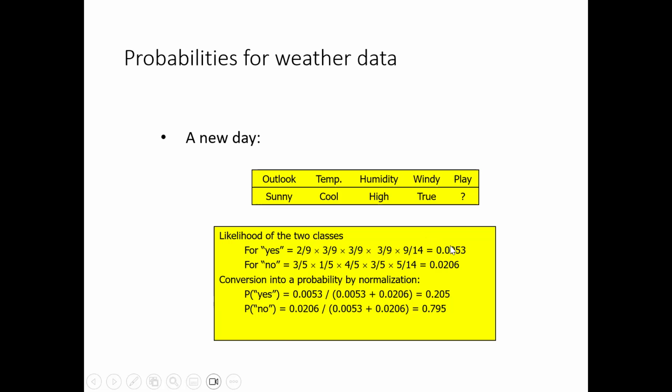Therefore, you divide the value by the addition of the 2, which will give you 0.205 for yes. For no, we get 0.795. So when you add this up, you will see that you get 1. Okay. So I hope you got an idea how the naive-Bayes algorithm works.